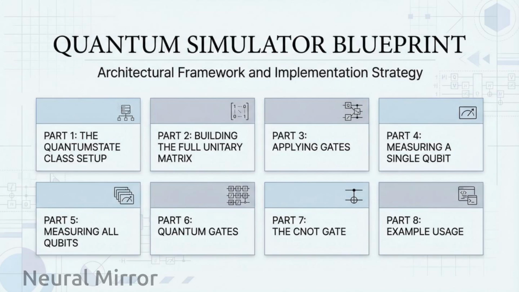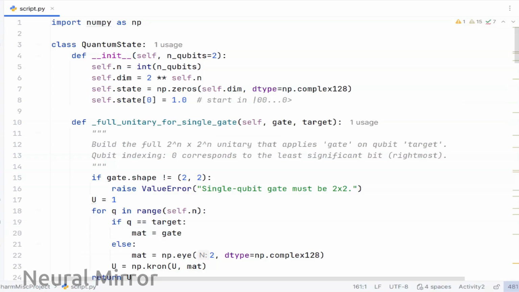Part 1. The quantum state class setup. Part 2. Building the full unitary matrix. Part 3. Applying gates. Part 4. Measuring a single qubit. Part 5. Measuring all qubits. Part 6. Quantum gates. Part 7. The CNOT gate. Part 8. Example usage.